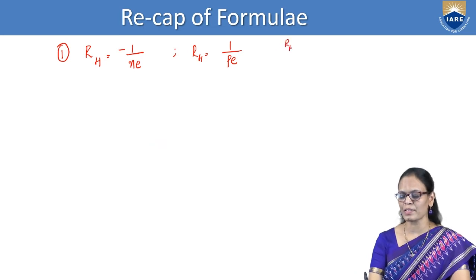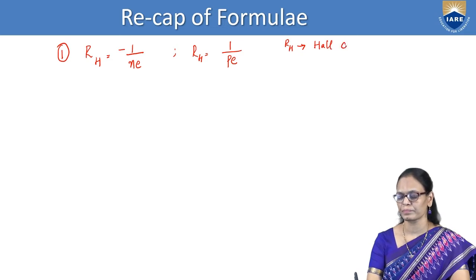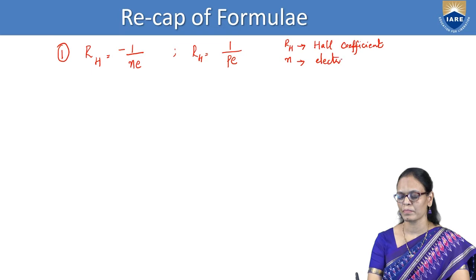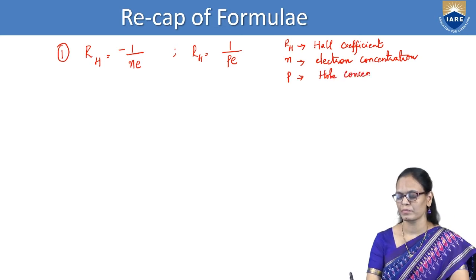RH here represents the Hall coefficient. N represents the electron concentration. P represents the hole concentration. And E is the charge of the electron.